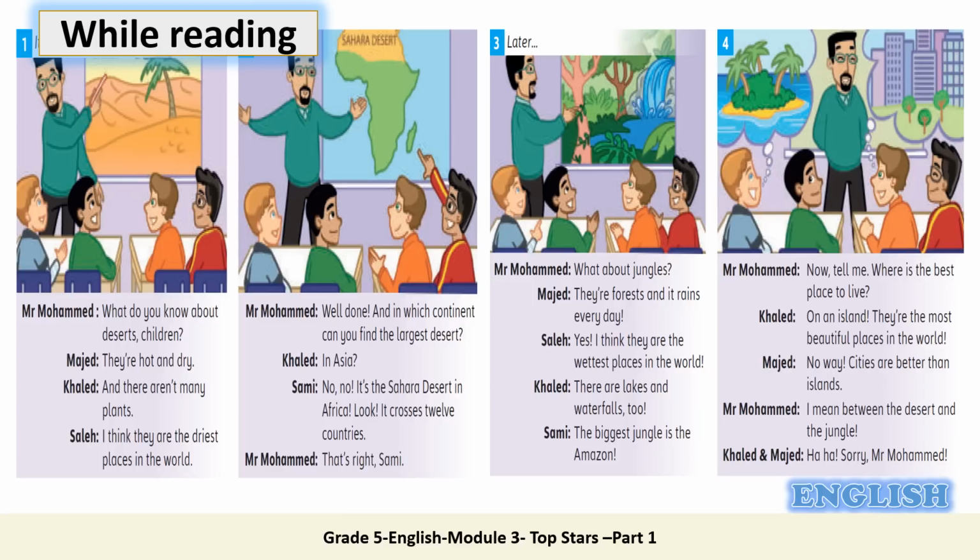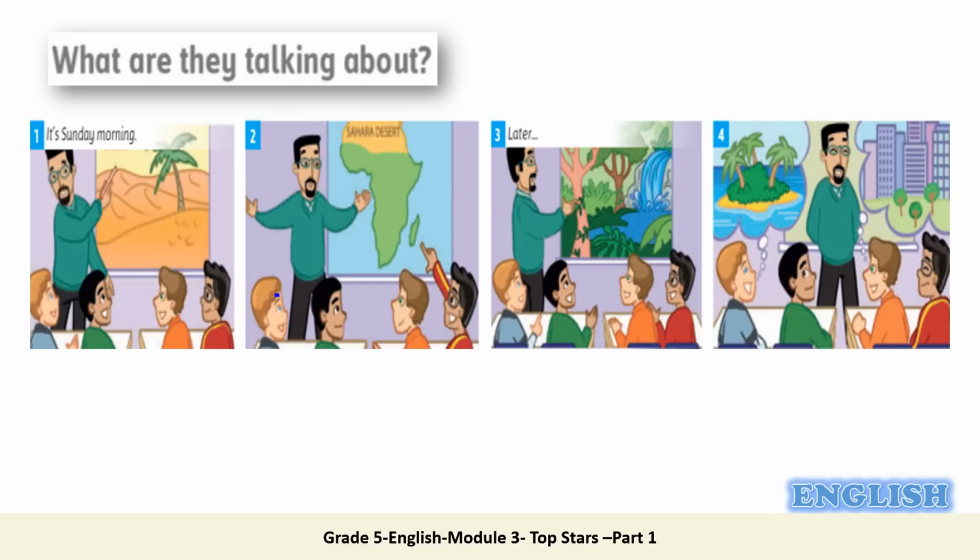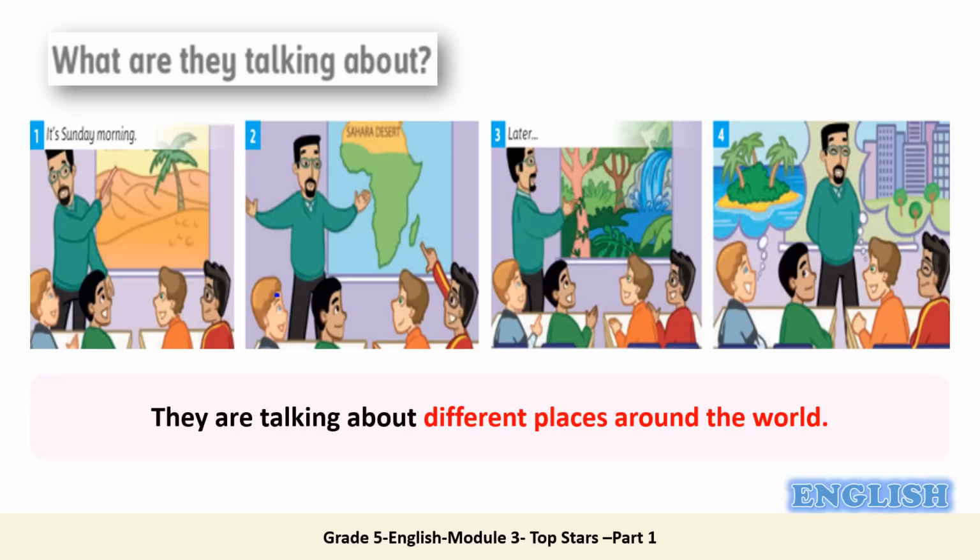Well, we have found deserts, Sahara Desert, countries, jungles, forests, lakes, waterfalls, Amazon. Where is the best place to live? And island. So what are they talking about? Excellent. They are talking about different places around the world.